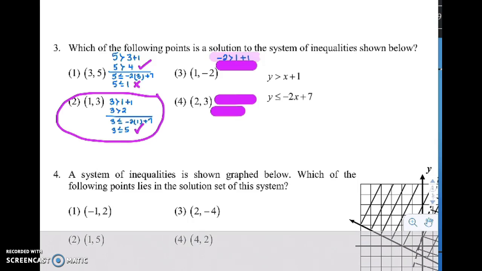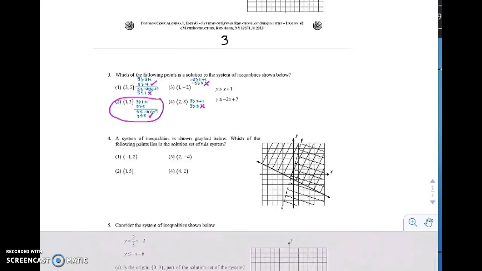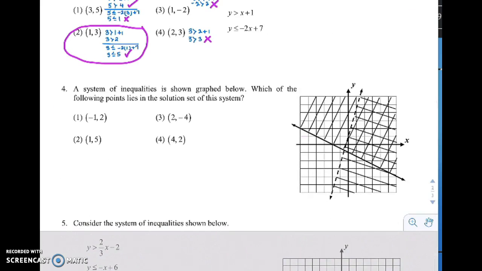And I just want to quickly show you, for number 3, I tested my first inequality, and negative 2 is not greater than 2, so I didn't need to move on to the second inequality. And same with number 4. When you test it in the first inequality, 3 is not greater than 3, so it doesn't work in that one either. And our last problem is a system of inequalities.